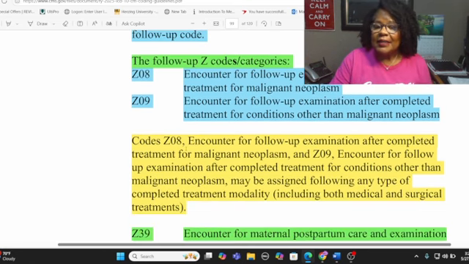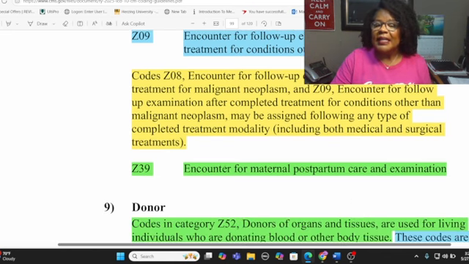Code Z08, encounter for follow-up examination after completed treatment for malignant neoplasm, and Z09, encounter for follow-up examination after completed treatment for conditions other than malignant neoplasm, may be assigned following any type of completed treatment modality, including both medical and surgical treatment. Z39, encounter for maternal postpartum care and examination.